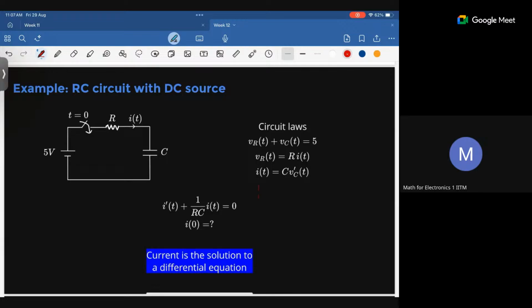Whereas if I am interested in the voltage across this capacitor, or the voltage across the resistor, whatever it is, how would the expression look? Let's say the voltage across the capacitor. I want to see how this voltage across the capacitor changes with respect to time. That means I want Vc of t. I want to find Vc. My solution should be Vc of t.